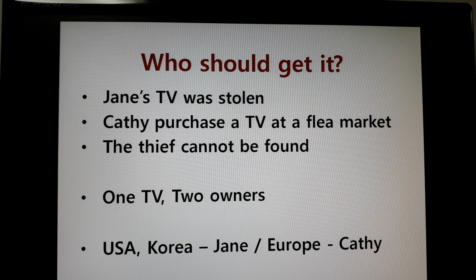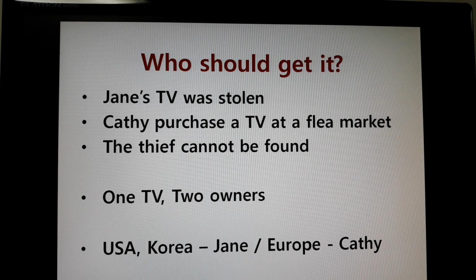So, there's no clear answer. In USA and Korea, we give it back to the original owner, Jane. And in Europe, they give it back to Kathy. Of course, if Kathy was a part of the theft, then it's not true. But if Kathy is really ignorant about the situation and purchased the TV in good faith, in Europe, they give it back. What is the good side and bad side?